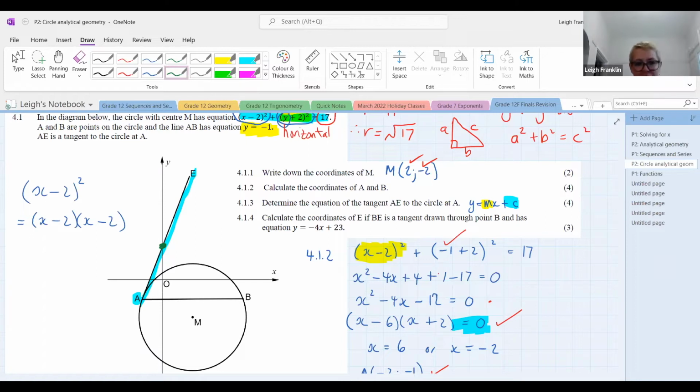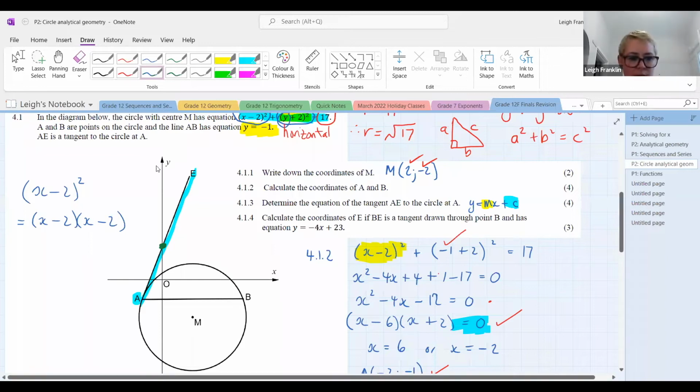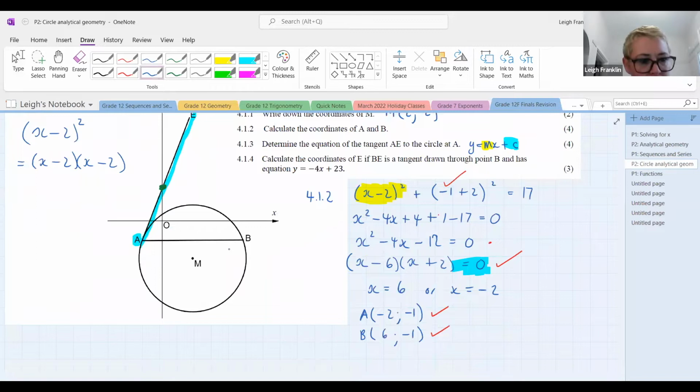So now we're going to go back to the picture and ask ourselves, how are we going to work out the gradient of this line? First of all, we've got the coordinates at A, don't we? So we can go ahead and fill them in on the diagram if we want to. We know that the coordinates here are -2 and -1. At M, we know the coordinates are 2 and -2, and at B, we know the coordinates are 6 and -1.